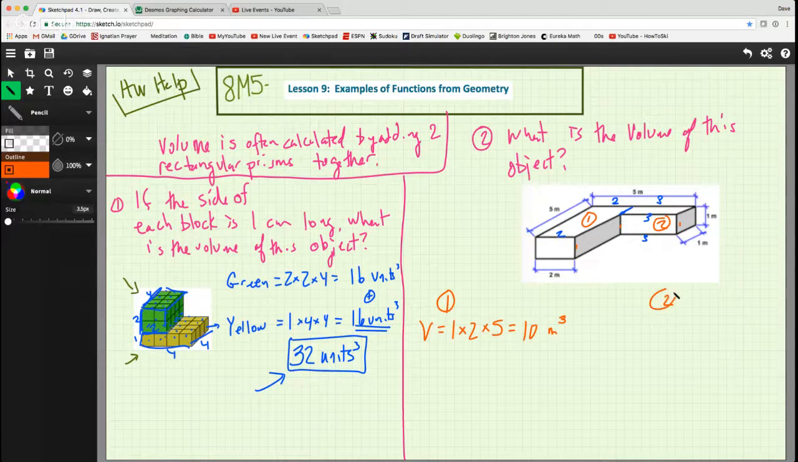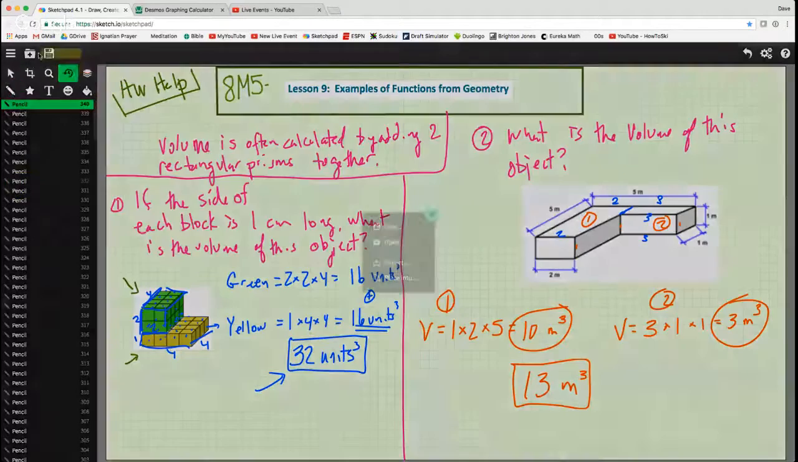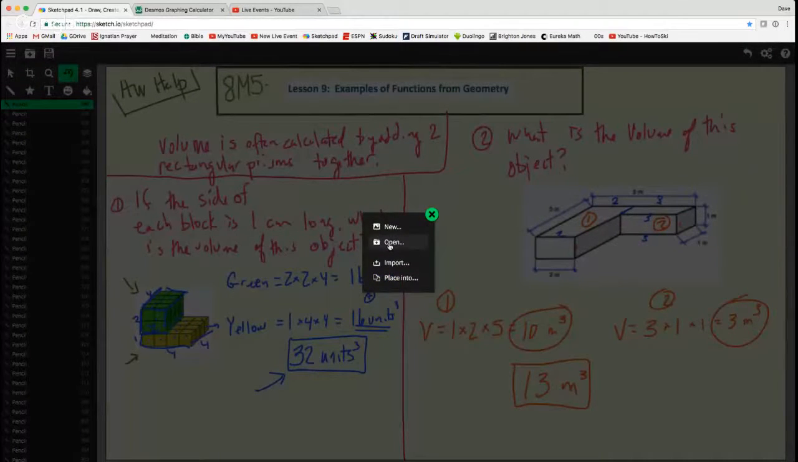Now the volume of 2 is equal to, let's see, the length is 3, the width is 1, and the height is 1. So this is 3 meters cubed. So our total volume is 13 meters cubed. Okay? Good. Hopefully this is going well for you. So that's our volume problems. You'll have more again on your problem set.